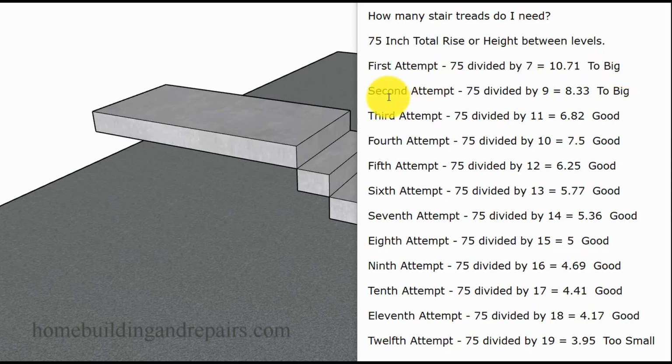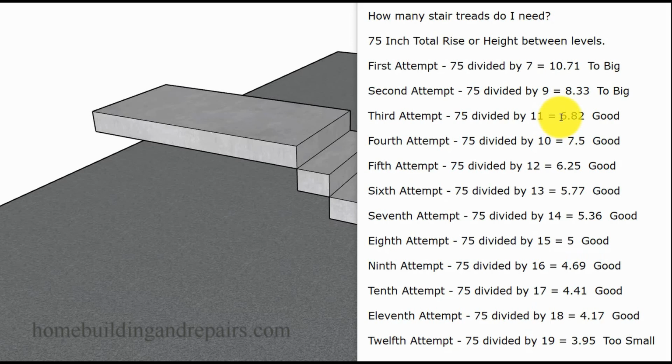Second attempt, I'm going to increase this number by 2. That's going to bring us to 8.33. We're still too big. So if I add 2 more to that and divide 11 into 75, I get 6.82. Now this is a number we can work with. So again, I've just divided 3 numbers and I finally hit one.